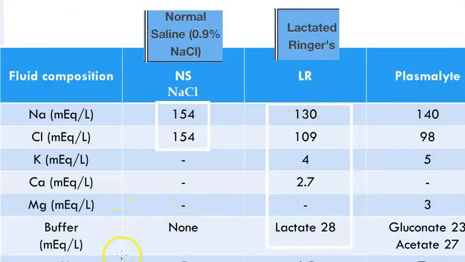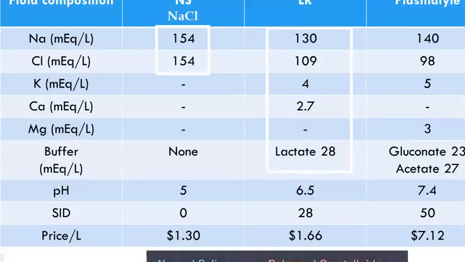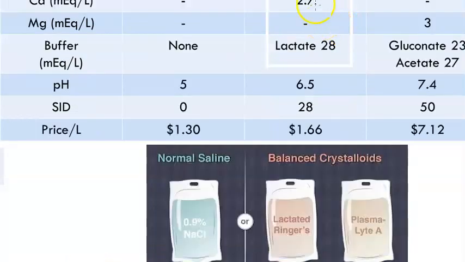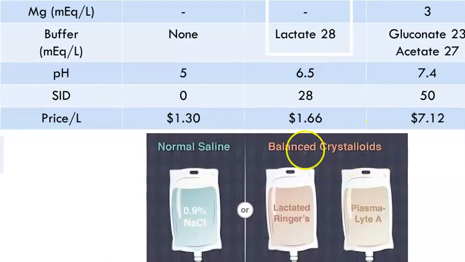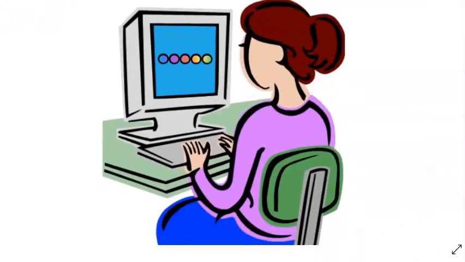What will ringer lactate have, guys? See, normal saline will have sodium chloride. That's it. But ringer lactate will have sodium chloride plus it will have potassium and calcium. Okay. And it will have a buffer of lactate. So you can see its pH is 6.5, which is more towards the neutral side, isn't it? Normal saline is more acidic, is it? So ringer lactate is what? It is a crystalloid.